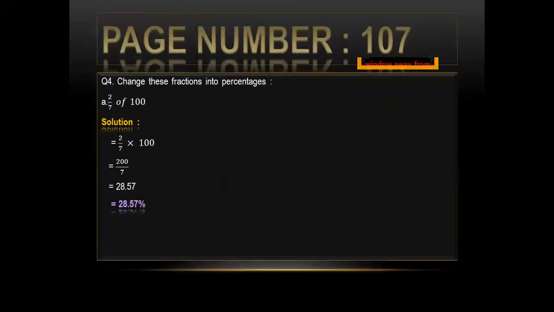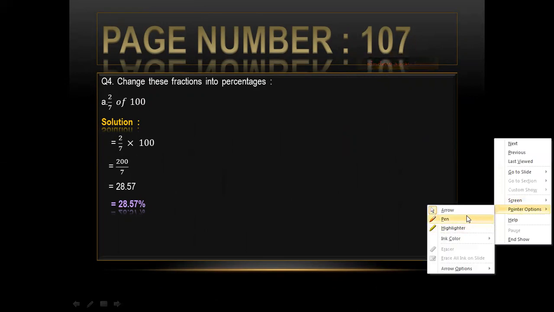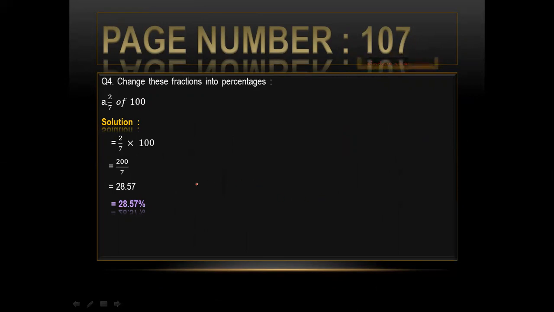Question number 4. Change these fractions into percentages, rounding off your answer to 2 decimal places where necessary. We have two parts here. We divide the fractions and write the answer in decimal form. Also, we round it off and then we convert to percentage. We convert this fraction into percentage: 2 over 7 of 100.